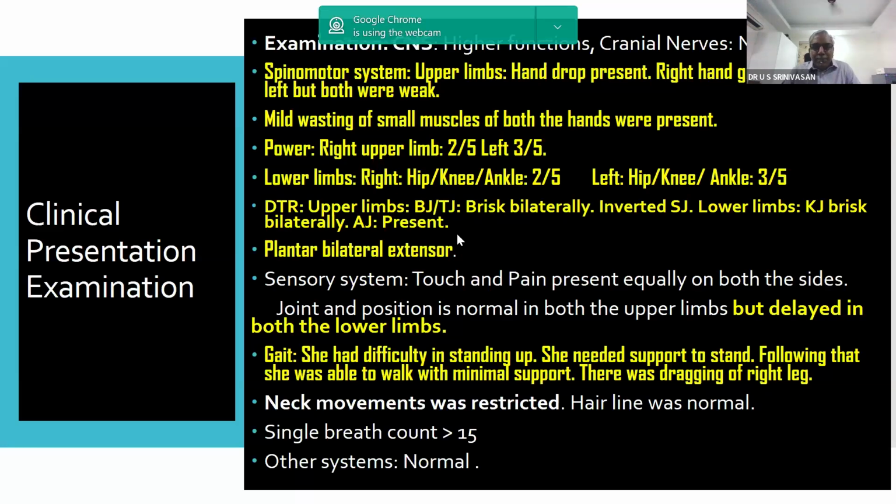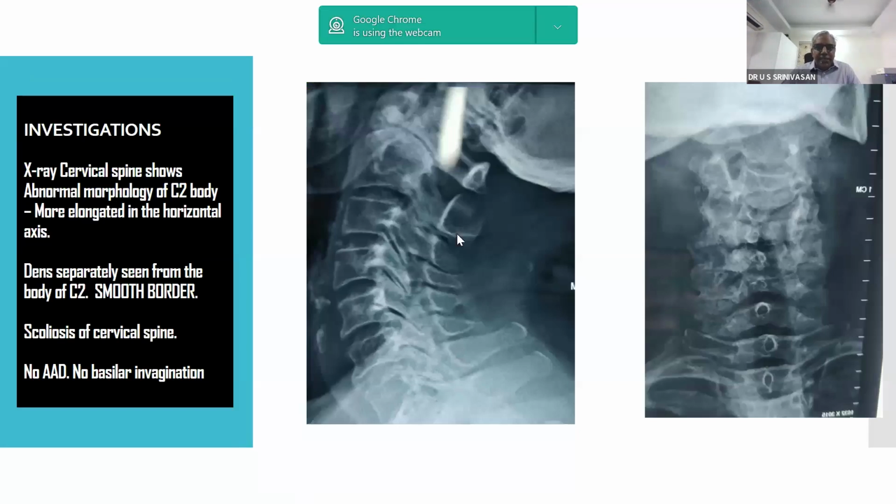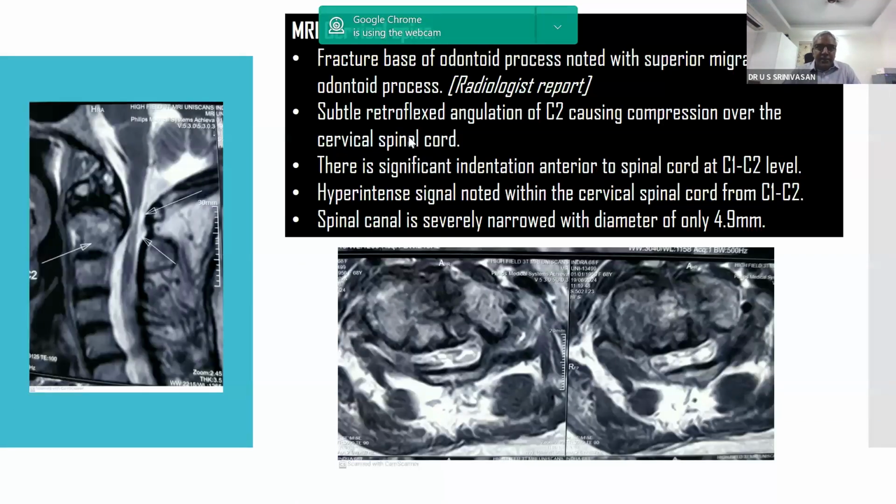Suspecting an abnormality in the CV junction, I ordered an X-ray. You can see the X-ray. It shows the dens is separate from the C2 body, and these margins are clear, as you can see. There is a scoliosis here in the AP. There was no AAD and no basilar invagination. I ordered an MRI scan.